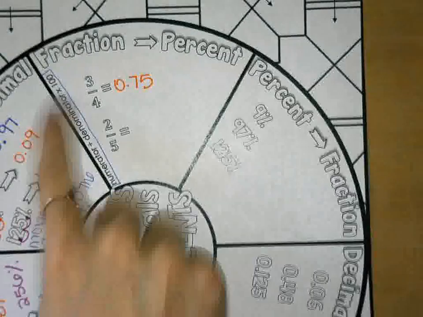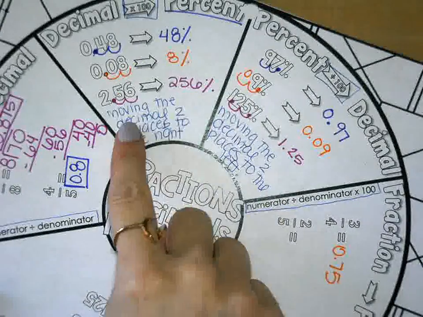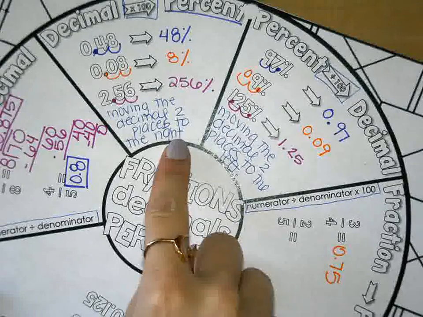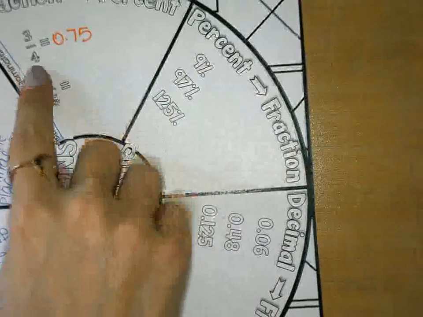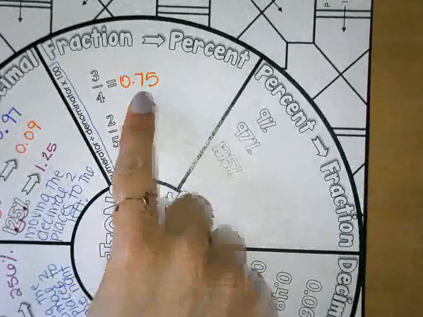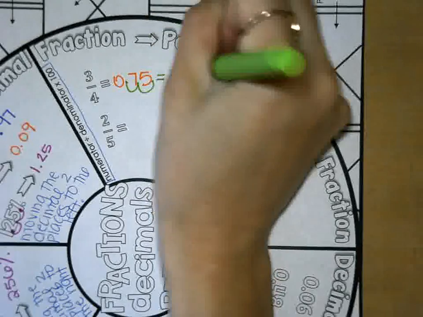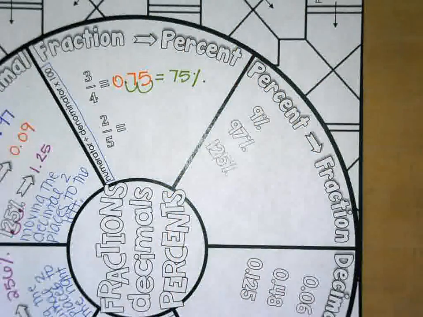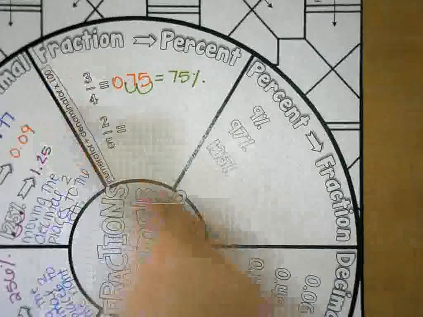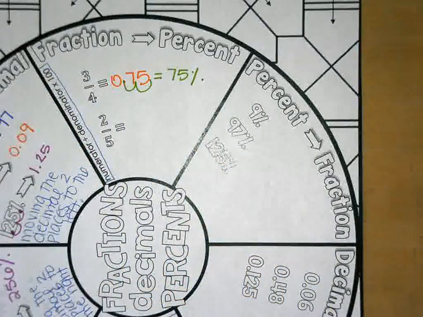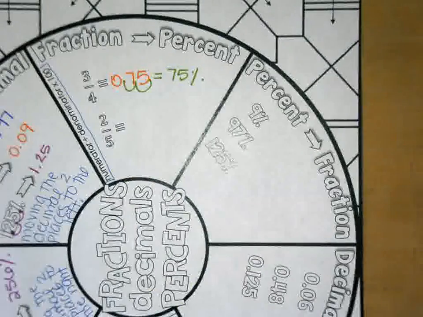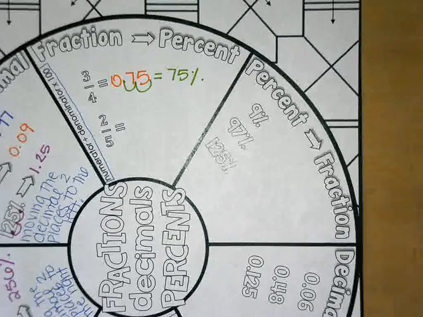And then, when we multiply by 100, let's remember, I need to move the decimal 2 places to the right. So once I get my fraction to my decimal, I will move it 2 places to the right, so that is 75%. That will have to be memorized, and some of you might already have that memorized, which is a great start.